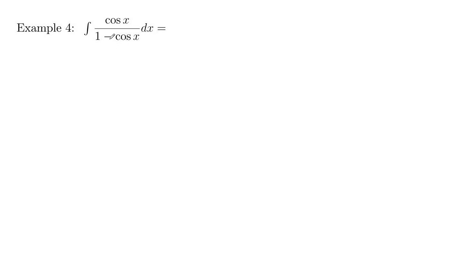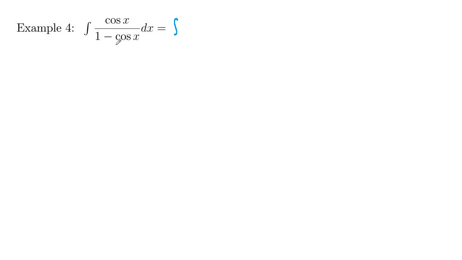In example 4, we want to integrate cosine over 1 minus cosine with respect to x. So, my first thought is, okay, this is going to be a trig integral, and you would use a u substitution, but I don't see a function and its derivative. They're both cosines here. So that makes me think we might have to use some trig identities here.